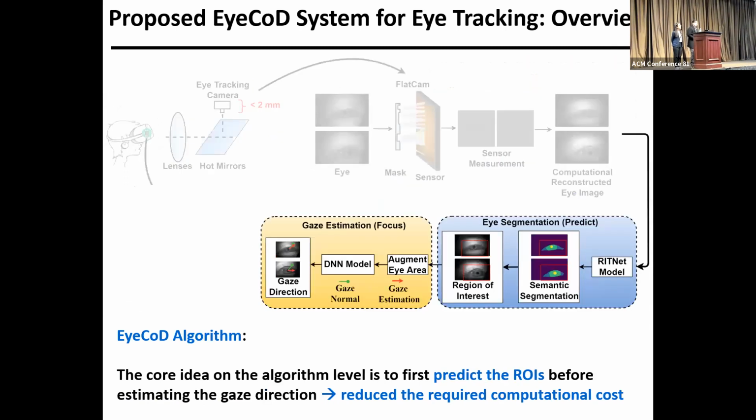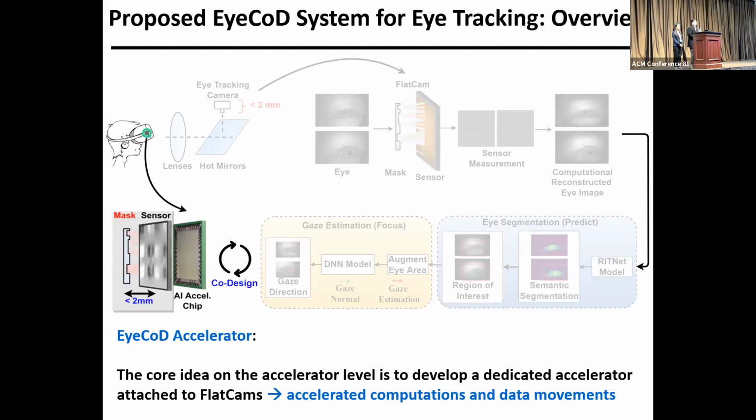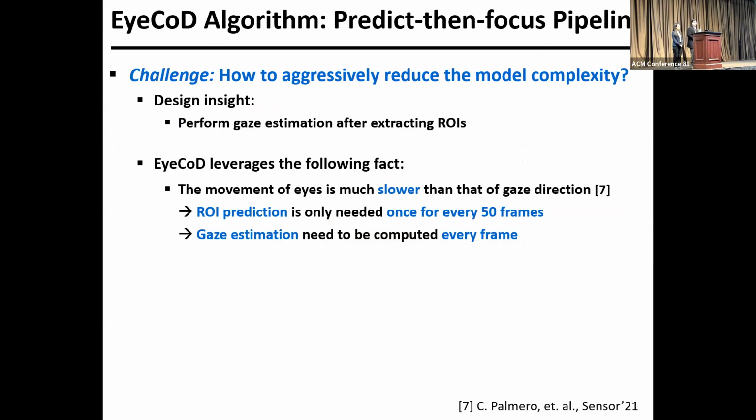The reconstructed image will be further fed into the EyeCoD algorithm, where the core idea is to first predict the region of interest before estimating the gaze. In the algorithm, we incorporate 2 machine learning models. First is the eye segmentation model to predict the region of interest, and second is the gaze estimation model to predict the gaze direction, which is a 3D vector. To accelerate such 2 machine learning model workloads, the core idea at the accelerator level is to develop a dedicated accelerator attached to the FlatCam to accelerate both the computation and data movements. So next, I will zoom in on both the algorithm and accelerator parts.